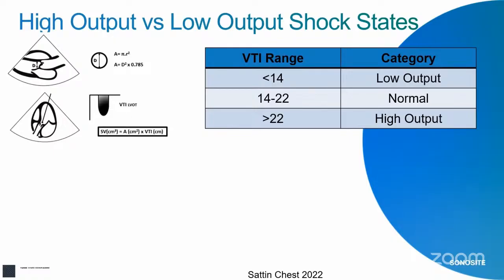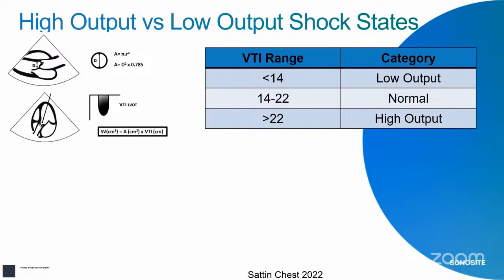And this one study from Sedig in Chest a couple of years back talked about the idea that if we have a VTI of less than 14, that's a low output state, greater than 22, that's a high output state. And we need to think about that normalized to the heart rate. If somebody's heart rate goes up, we expect that each stroke is going to be smaller.